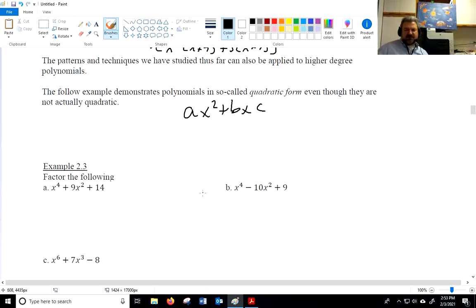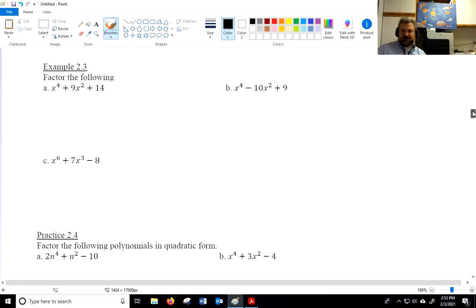Well, it turns out that quadratic form is any time this exponent is twice this exponent. So if I have ax to the 4th plus bx squared, and then I still need cx to the 0, I can basically factor this just like I would normally. Let's see how it works out. It's a little bit different.